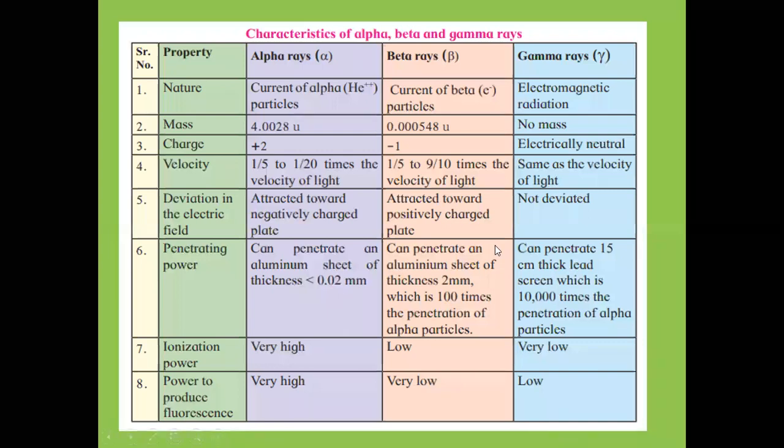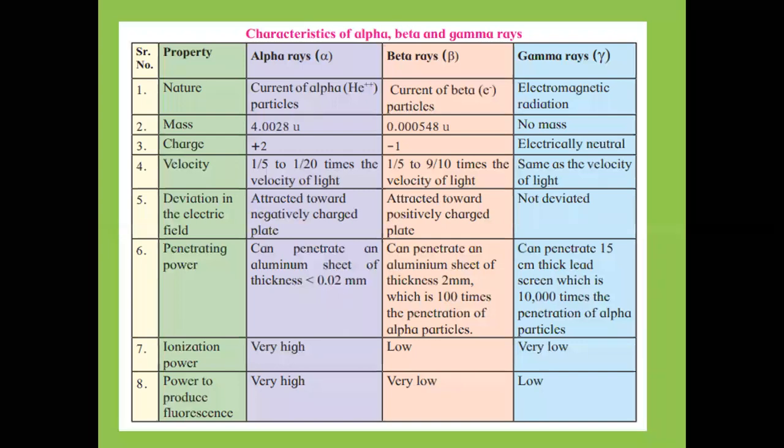So mass is given to us, which you'll have to remember. Mass of alpha rays is 4.0028 daltons. U is the unit which stands for daltons. And mass of beta is 0.000548 daltons. And gamma rays have no mass. As I said, alpha rays are doubly charged, +2. Beta is -1. And gamma rays is electrically neutral.